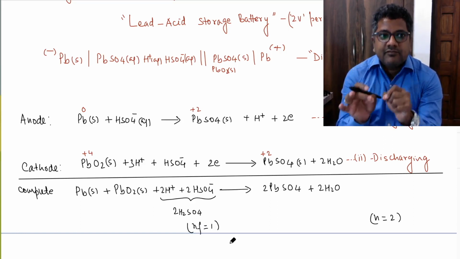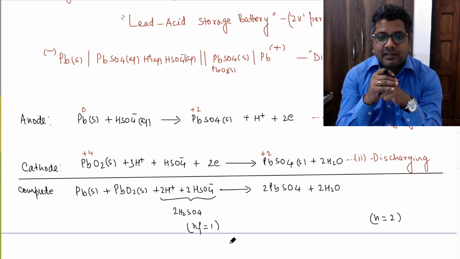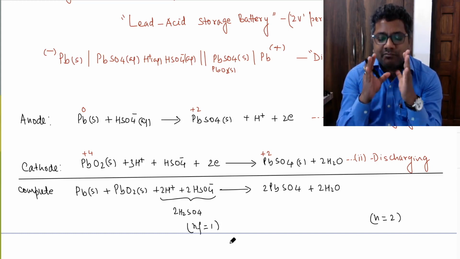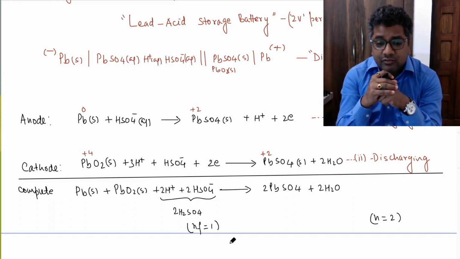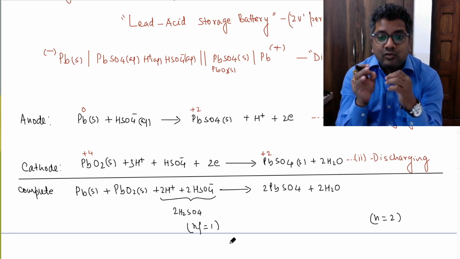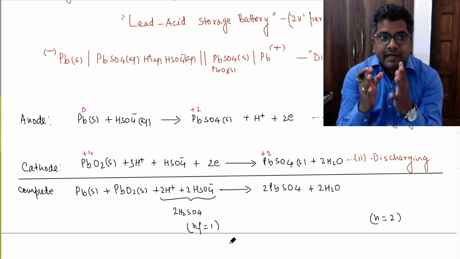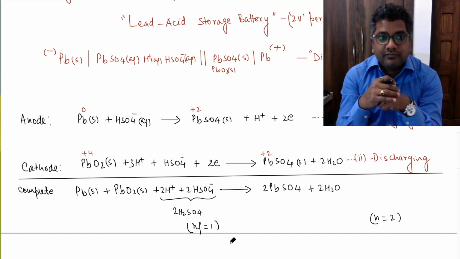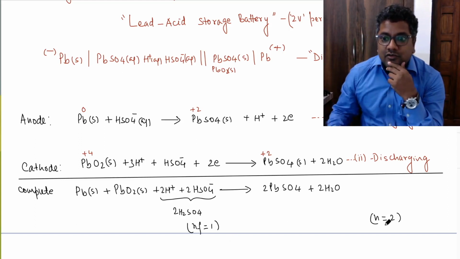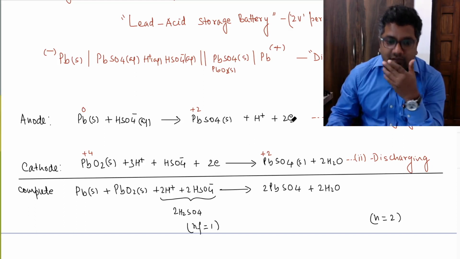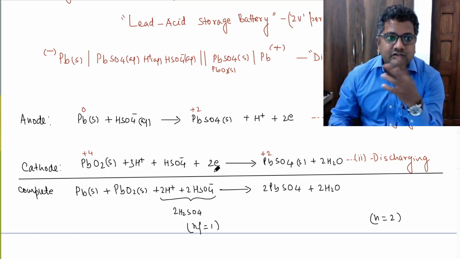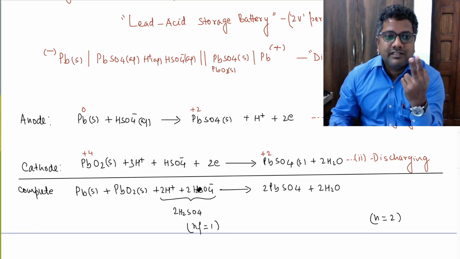So this is the purpose of my discussion here, that why I am discussing this particularly. N factor is defined as the moles of species involved in any reaction per mole of electron, for 1 mole of electron. So 2 moles of electrons are lost in the oxidation and gained in the reduction. So a total of 2 moles of electrons are involved with respect to the 2 moles of H2SO4. So for 1 mole of H2SO4, only 1 mole of electrons is involved.